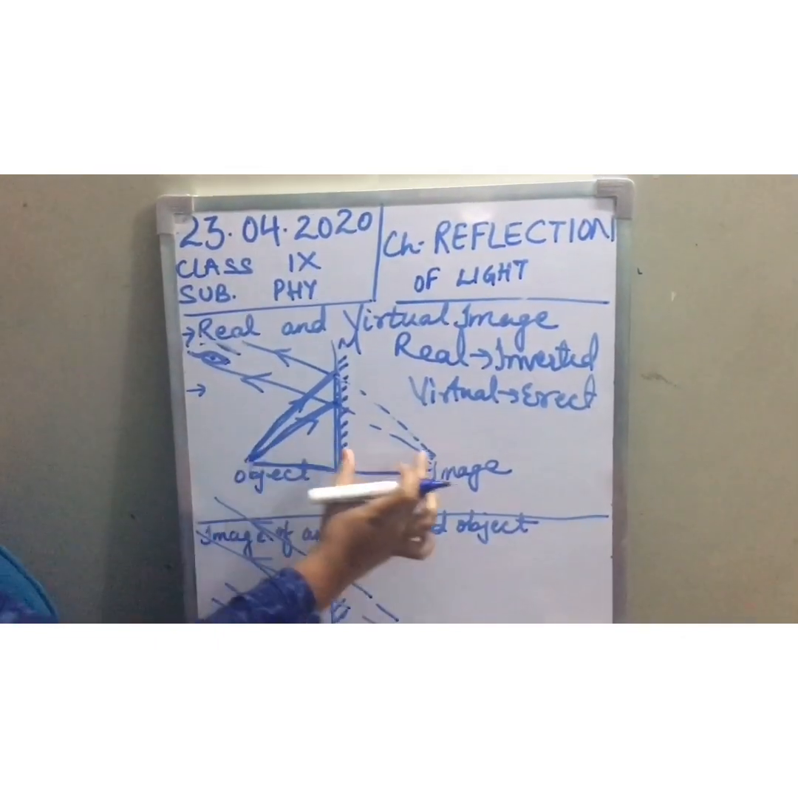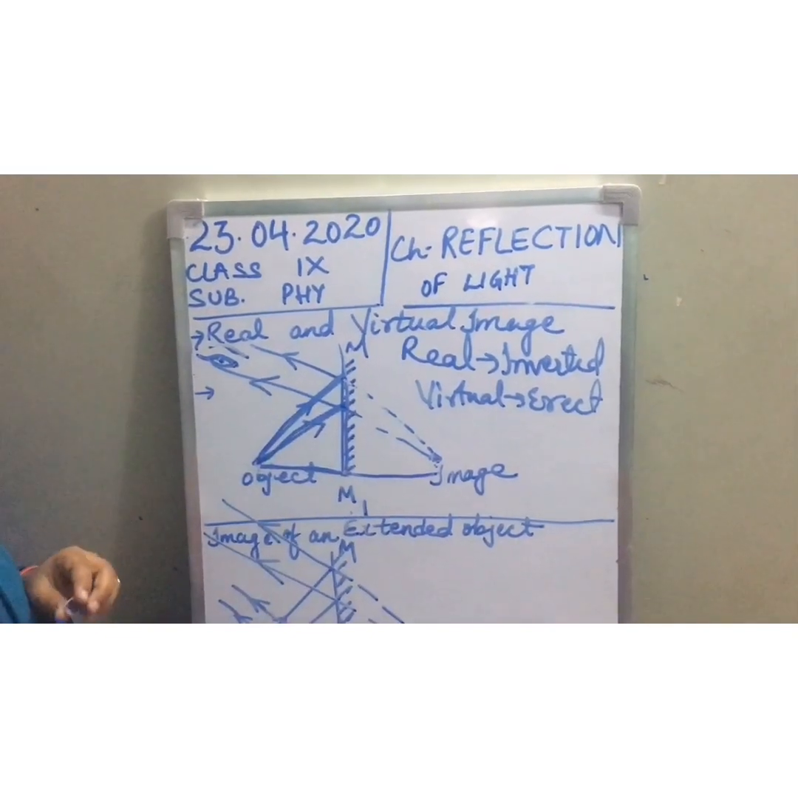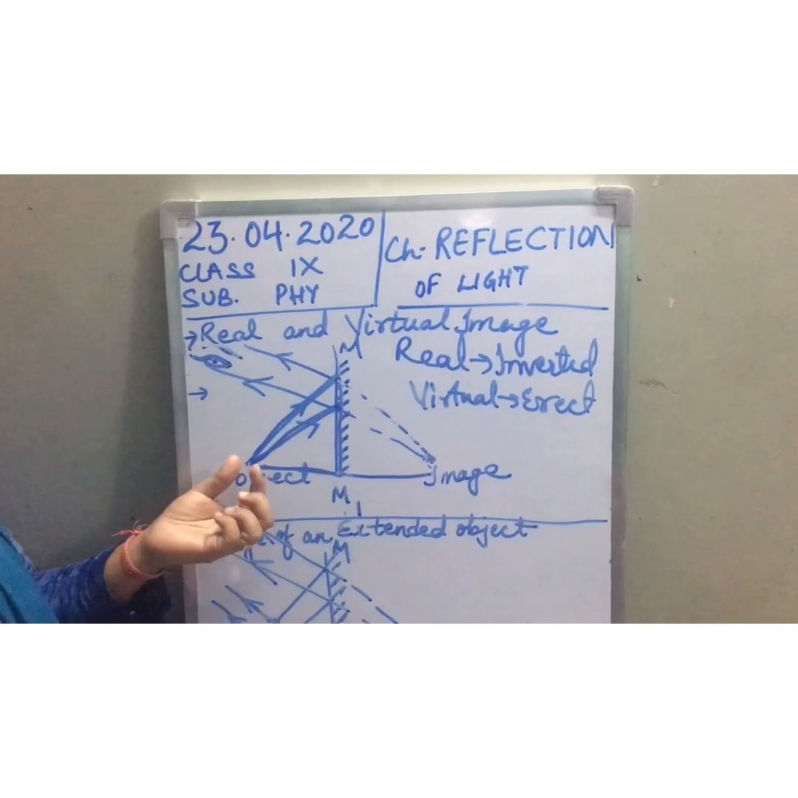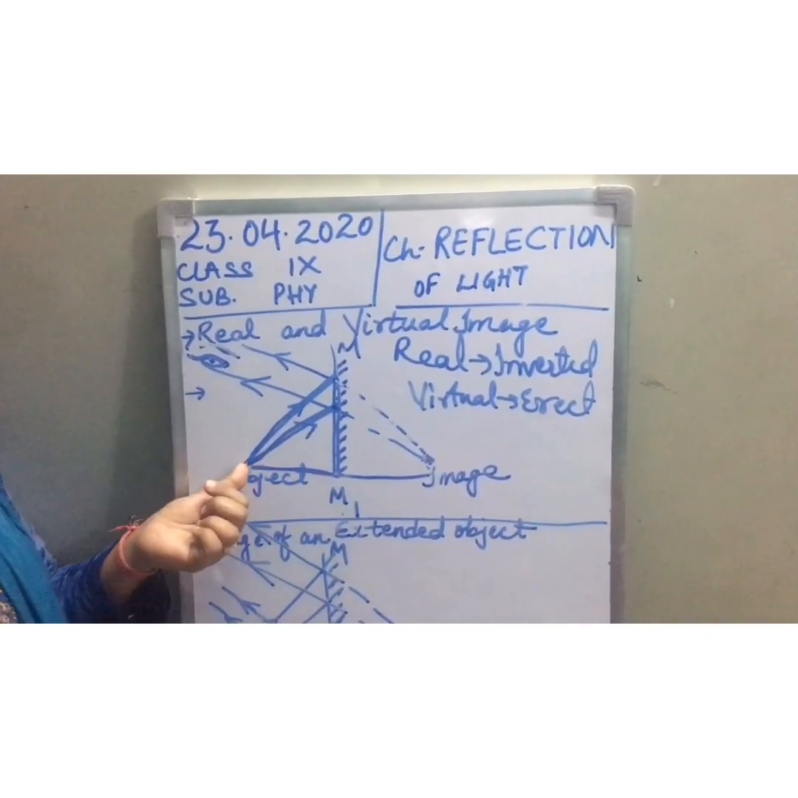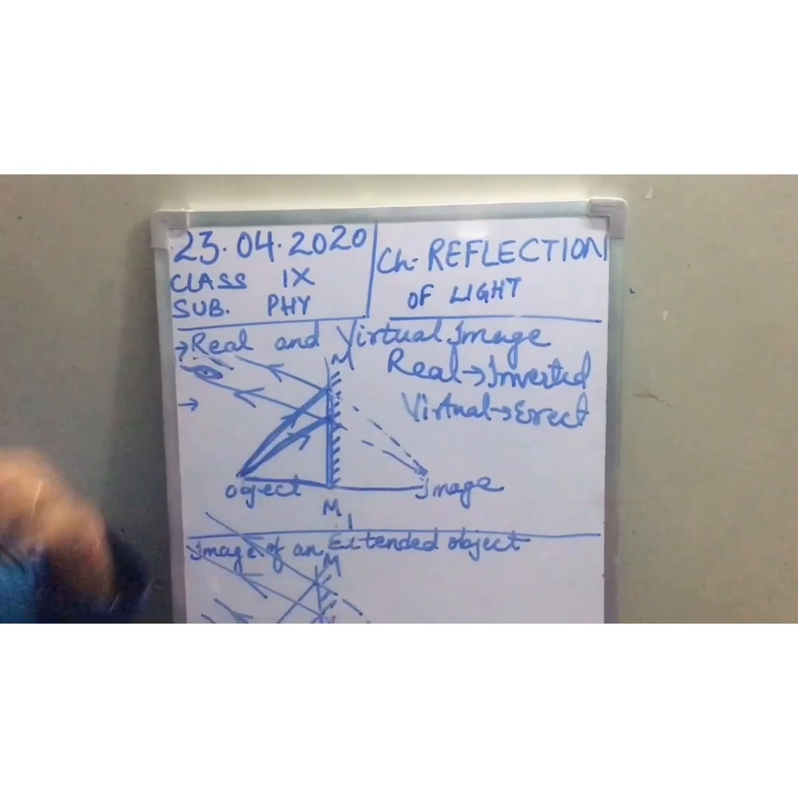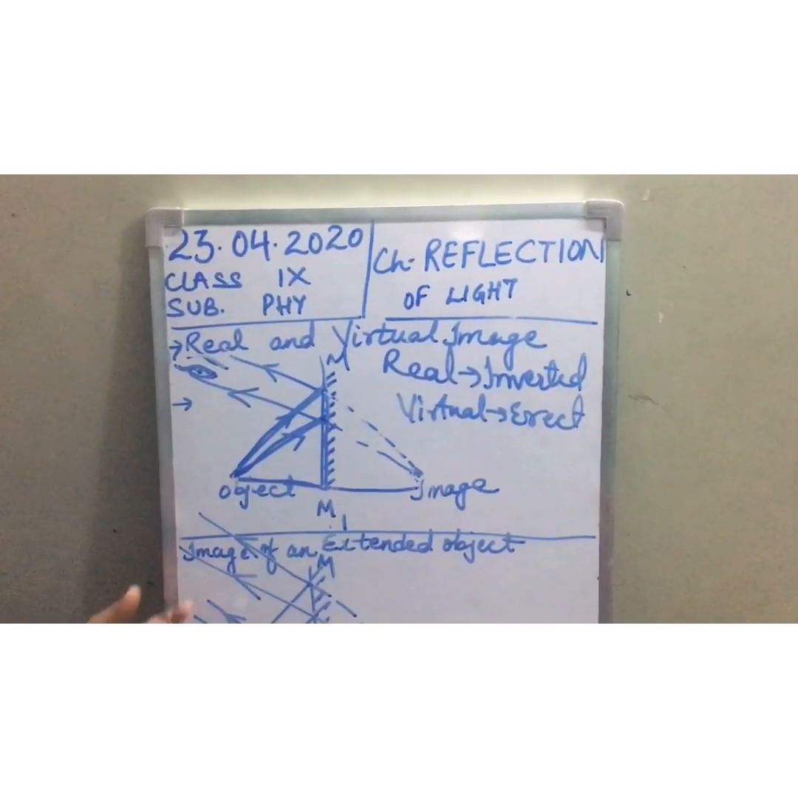That means object distance is equal to the image distance. I hope you will understand it now. Okay, so this is the way we form an image of an object when it is a point object, when an object is placed in front of a plane mirror.